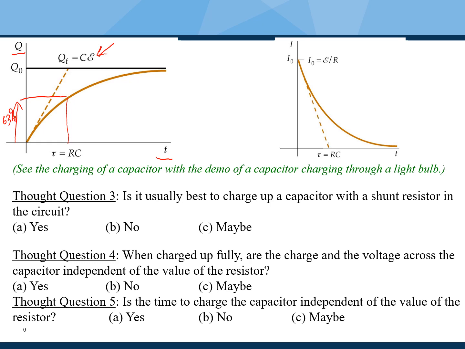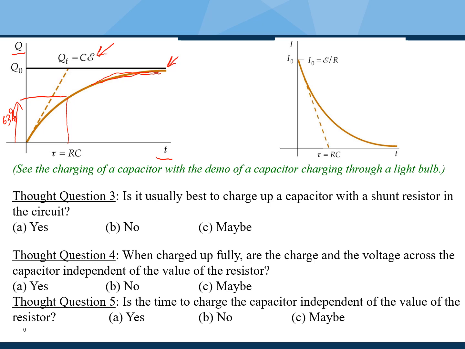So in other words, 63% of the charge is built up in an amount of time given by RC, and of course, proportionally, we see that the charge slowly and gradually reaches this asymptotic value that we had initially deduced.